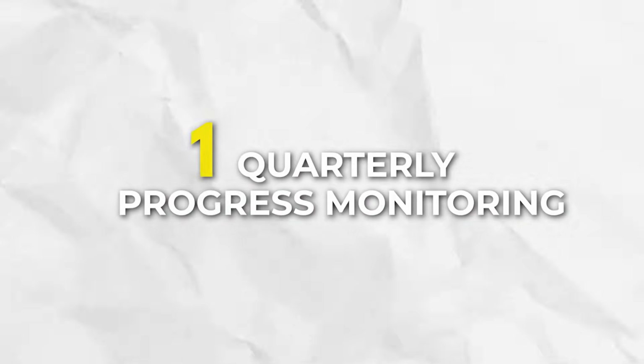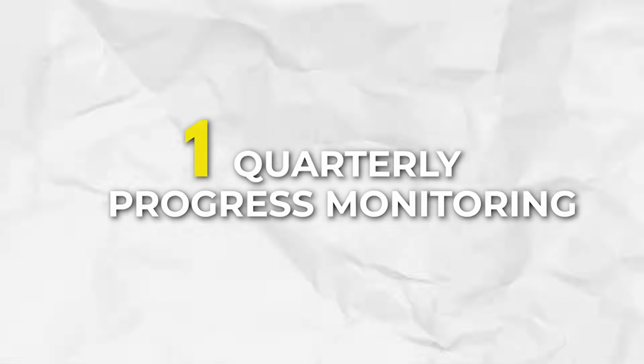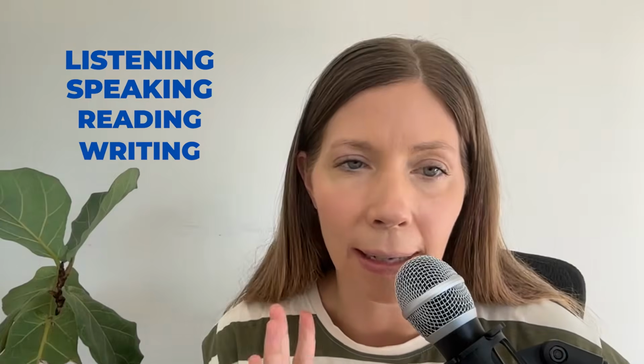First up is quarterly progress monitoring. Think of this like a snapshot. 3 to 4 times a year, you're checking in on all 4 domains: listening, speaking, reading, and writing. The key is to add this into your lesson plans now. Schedule it ahead of time so it doesn't sneak up on you. Figure out what tool you're going to use, get it ready, and put it in your plan book at the end of quarter 1, end of quarter 2, end of quarter 3, whenever it works for you. Add that in because this snapshot is crucial.